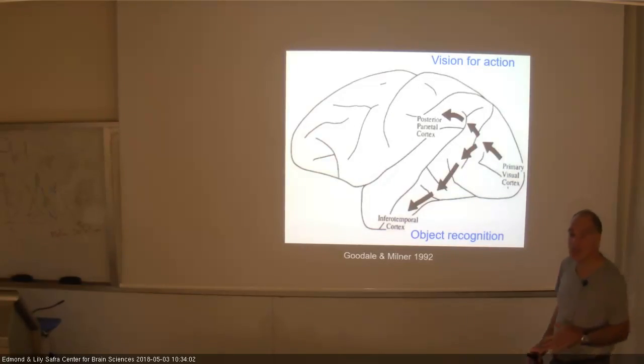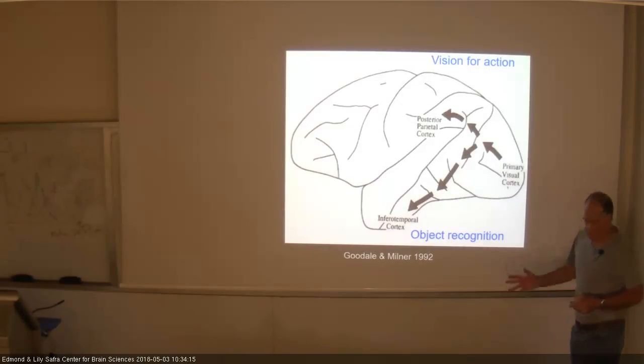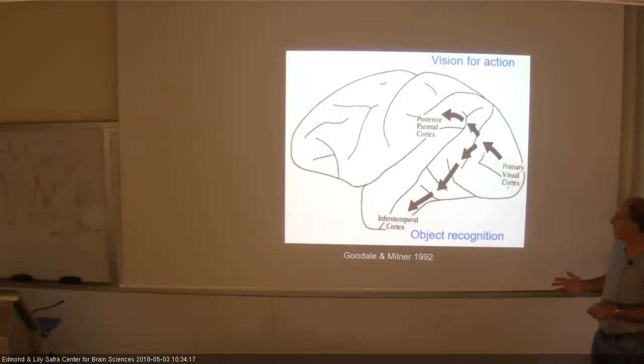Exactly. So the classic work of Goodale and Milner used humans with specific lesions that involved either the parietal cortex or the infratemporal cortex. The classical finding is that if you have a lesion in the infratemporal cortex, you are able to grasp objects, but you're unable to identify what they are.